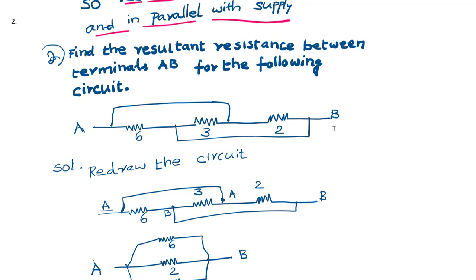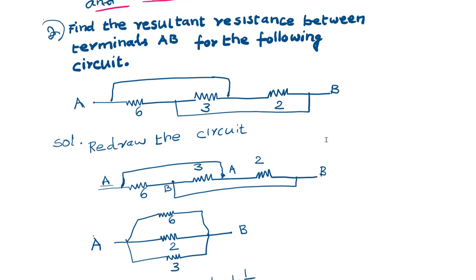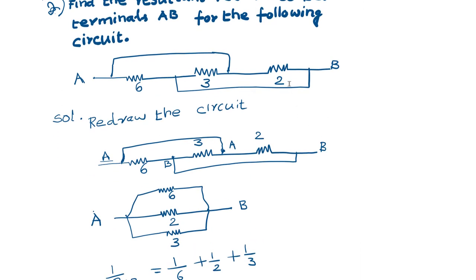So it appears very difficult to solve this problem. But once we understand it, you will find that this is the easiest problem. So when we find a problem like this, we always should redraw the circuit first. Then name all the short circuit wires wherever the labeling is missing.